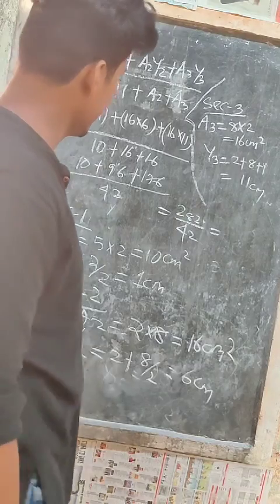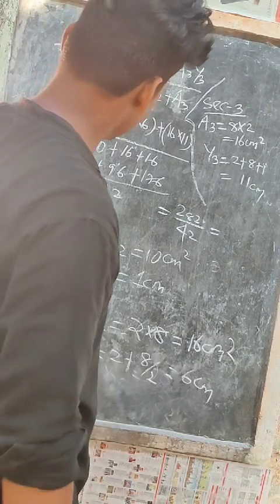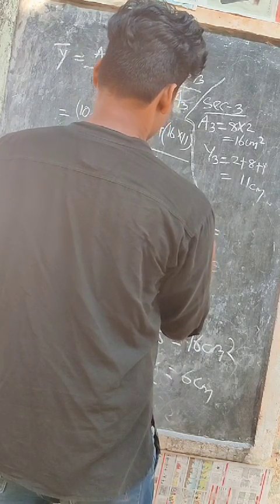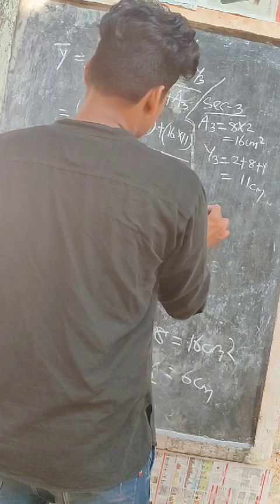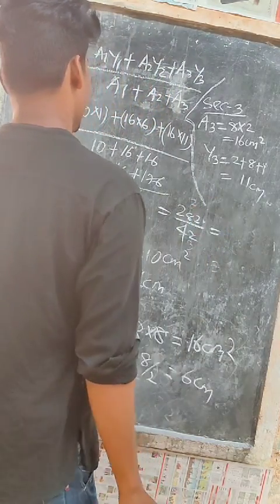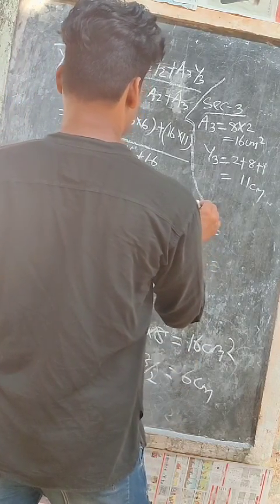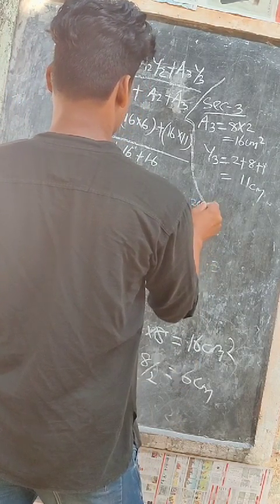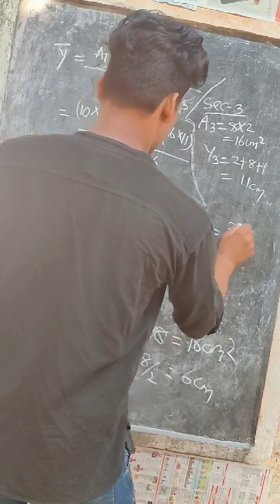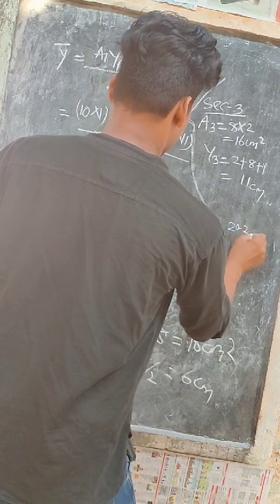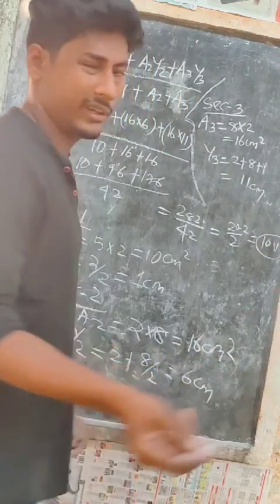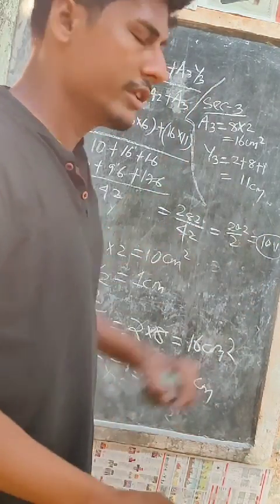This is coming as, I think, 20.2 by 2 equal to 10.1. I think 10.1 will be the CG of this section.